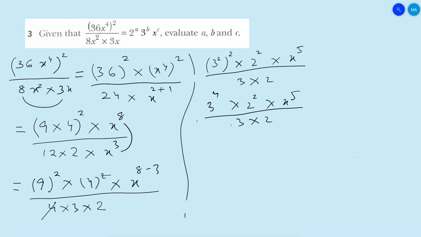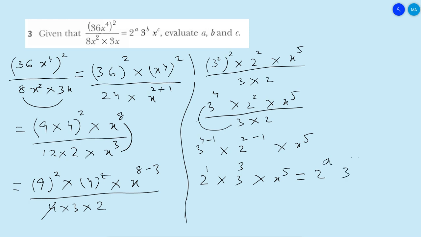Now move this 3 on the above side. It will be 3 power 4 minus 1, because this 3 has no power, therefore it will be 1. This is 2 square, and move this 2 on above, it will be minus 1, and this is x5. Now write in order: 2 power 2 minus 1 is 2 power 1, into 3 power 4 minus 1 is 3, into x power 5 is x power 5, and this is equal to, in the question, 2 power a, 3 power b and x power c.